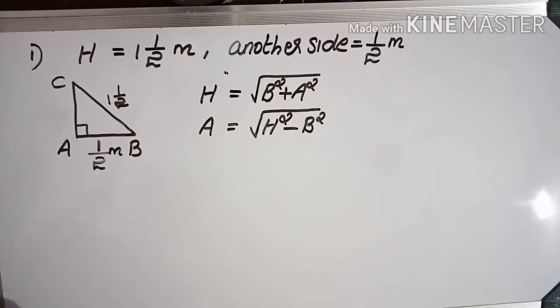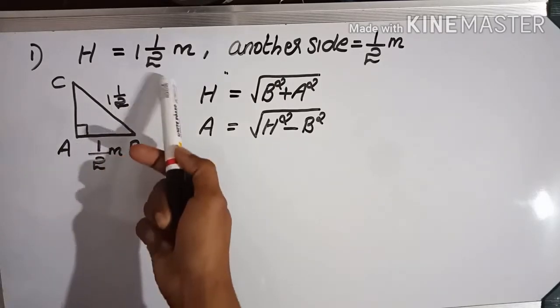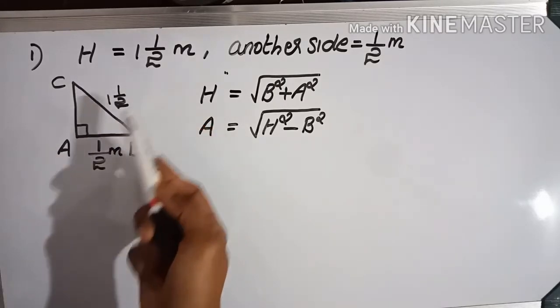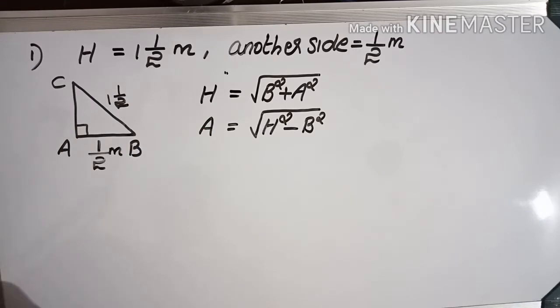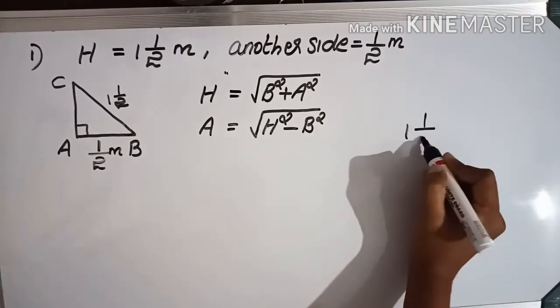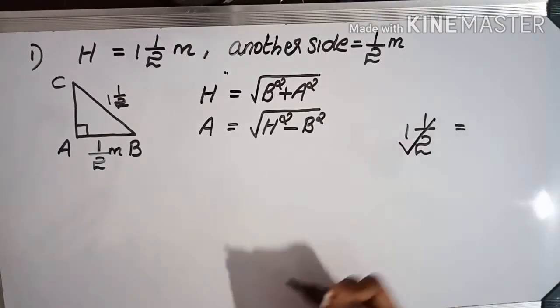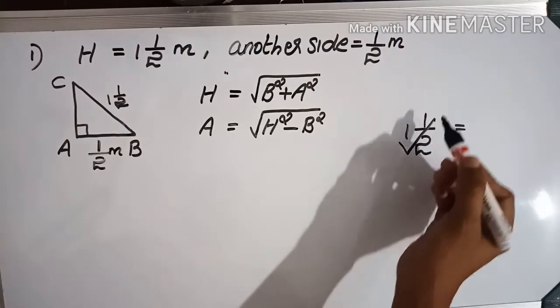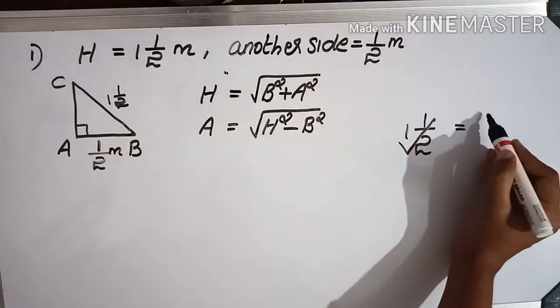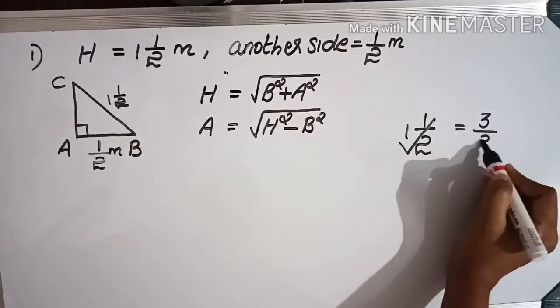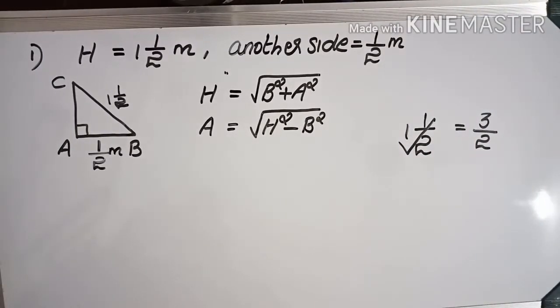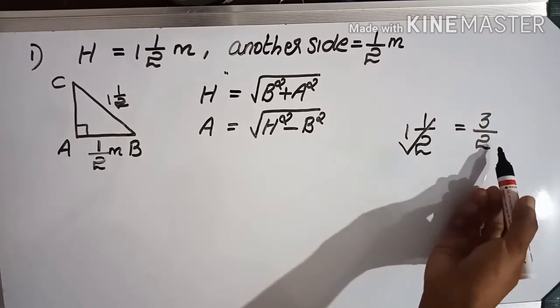Now let's apply the values. Before that, the hypotenuse is given as 1.5 meter. That means a mixed fraction is given. First let's convert that mixed fraction into a simple fraction. Do you remember how to convert it? Tick. That is 1 into 2, 2, 2 plus 1. 1 twos are 2, 2 plus 1 is 3, over this number, that is 3 by 2. So 3 by 2 is the simple form of the mixed fraction 1 and 1 by 2.